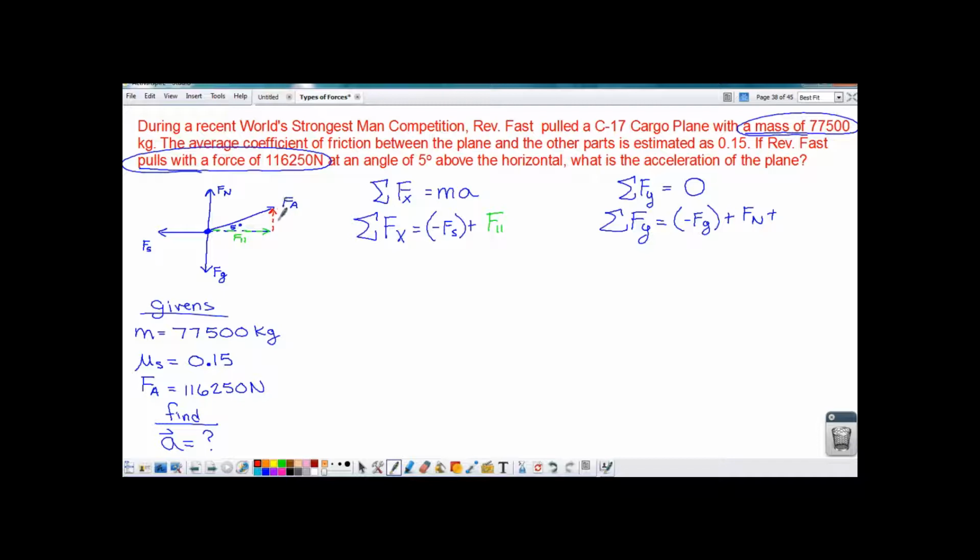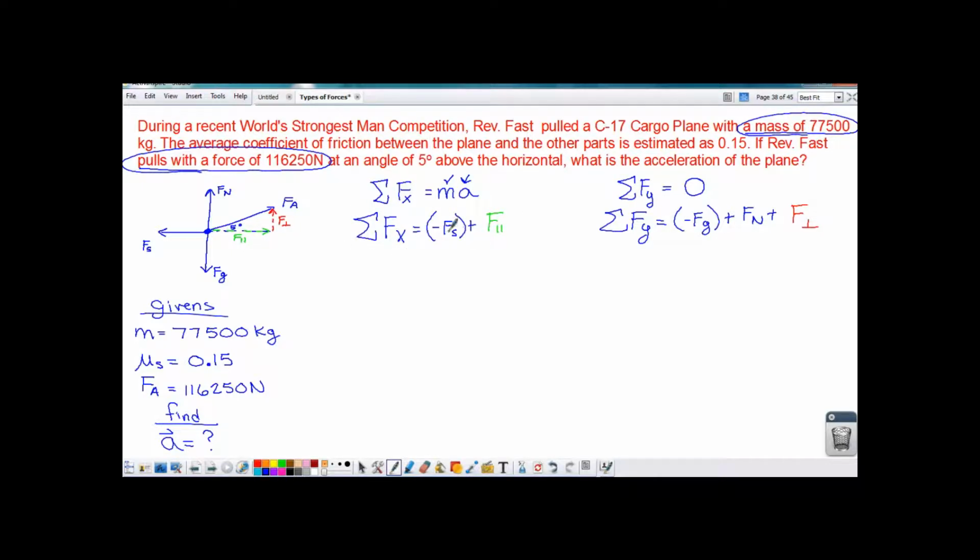That component is perpendicular to the direction of motion, so I'm going to call it the perpendicular component of the force. And that is going up, so it's going to be positive in this equation as well. Now we start looking at these equations. We're trying to find the acceleration. That's back over here in this equation. If I'm going to find the acceleration, I need to know the mass. Excellent. And I need to know what this net force is.